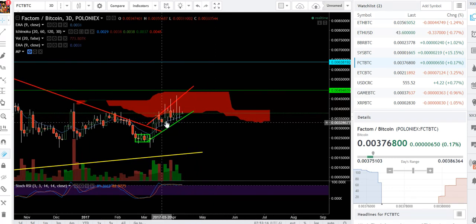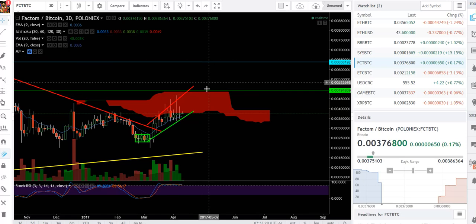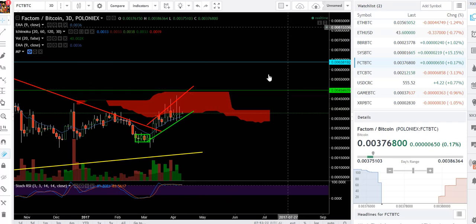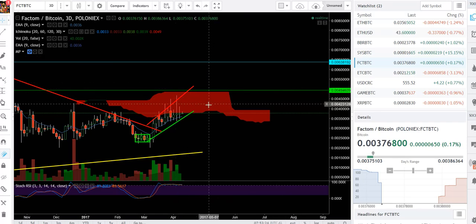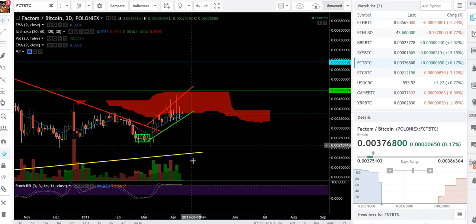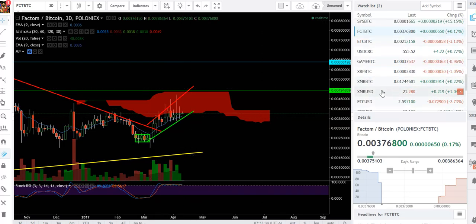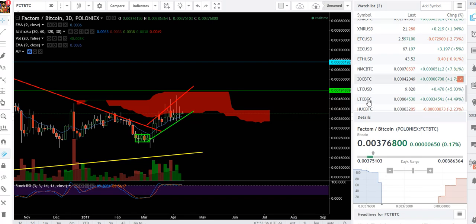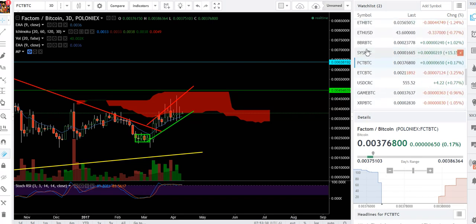It needs to work its way through this 3-day cloud until it's finally above it, and then consolidate above it and move on. Now, until that 3-day cloud is broken, we're going to see a lot of lower time frame attempts to get up in price and then rejections, okay? And that's exactly what's going on with Siacoin as well.